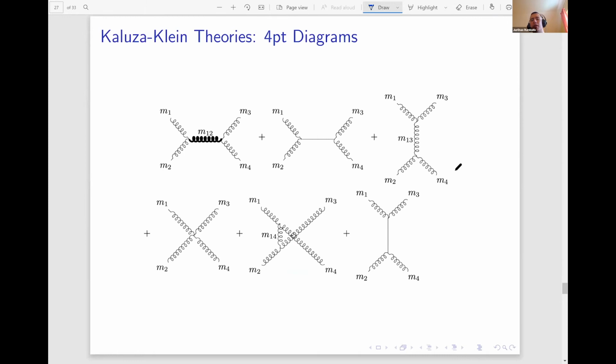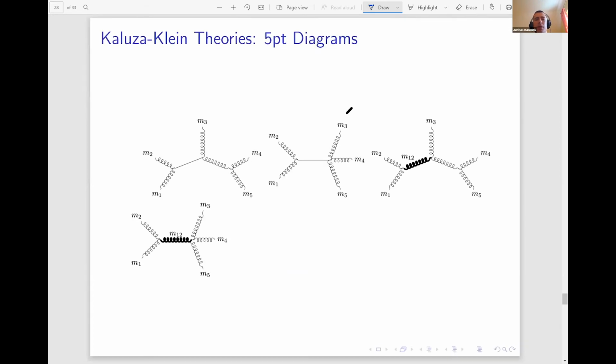And we calculated the 4-point amplitudes. They were given by these kind of diagrams. So we considered all possible different external masses on external states. There's also a massless scalar in the spectrum of this theory. And we also considered 5-point amplitudes, and the diagrams for them look like these.